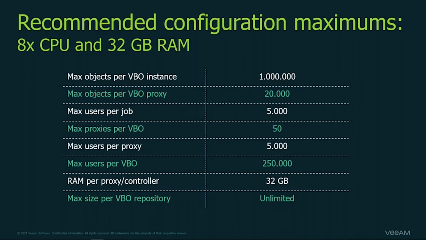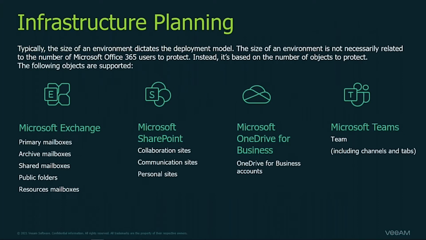Now, let's cover what is an object. An object would be, say, a primary mailbox, an archive mailbox, a personal SharePoint site, and a OneDrive for Business. That's how we get an average of 5,000 users per proxy in the infrastructure, because most users tend to have all 4 of these objects whenever you deploy them to Office 365. Now, if you have additional object types, say shared mailbox, public folders, collaborative SharePoint sites, and even Microsoft Teams, those are going to generate additional components. So you'll need to take that into consideration.